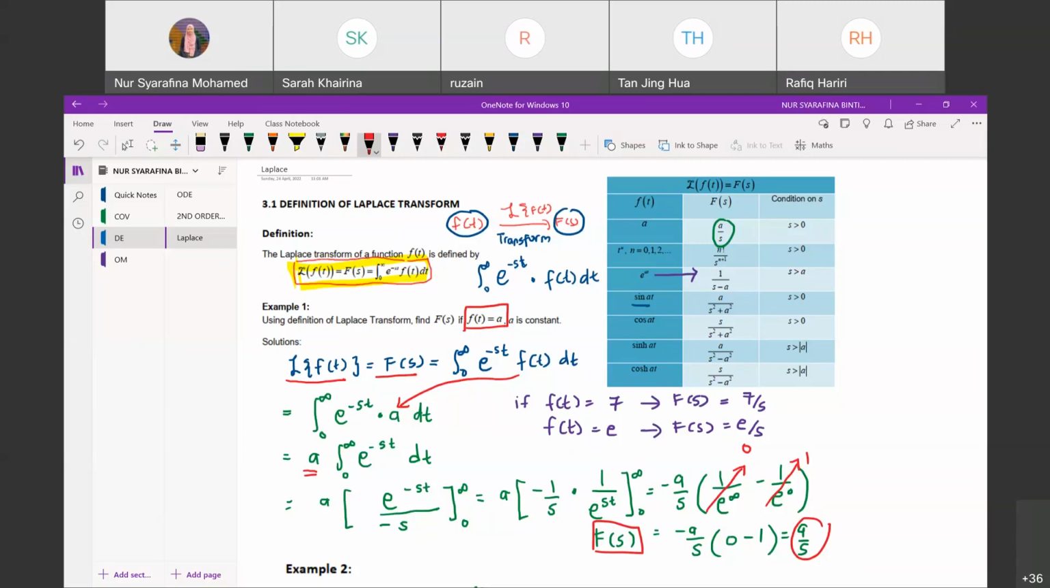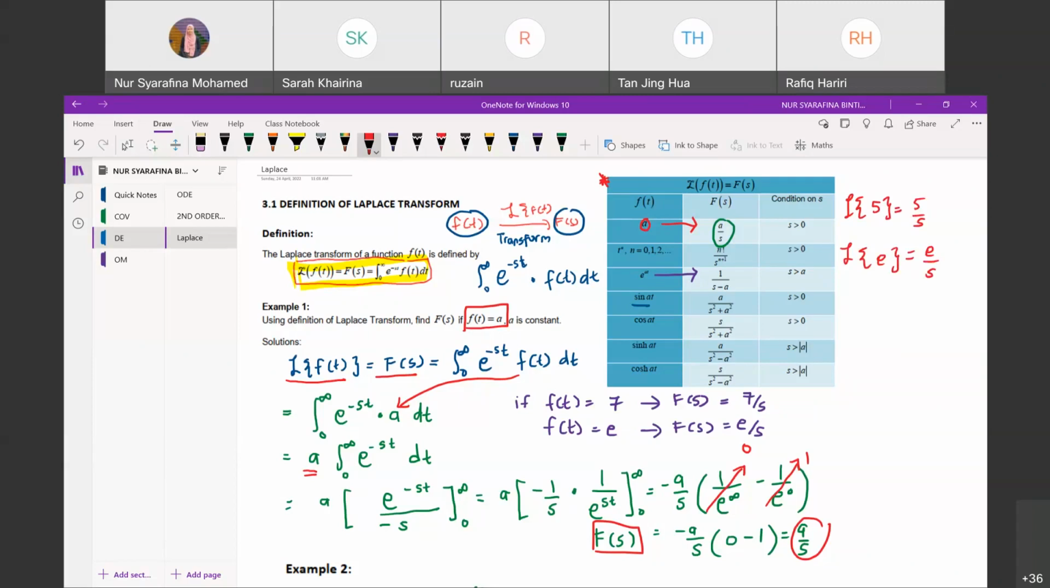So basically, from the table of transformation, this is directly from the notes. From the table of transformation, if your f(t) equals constant a, then your F(s) is a over s. If your f(t) equals 5, then the Laplace transform of 5 becomes 5 over s. If your f(t) is equal to e, because e is a constant, then your F(s) should be e over s. If your f(t) equals a, then your F(s) equals a over s. Is that clear? If f(t) is equal to 7, then F(s) is 7 over s.